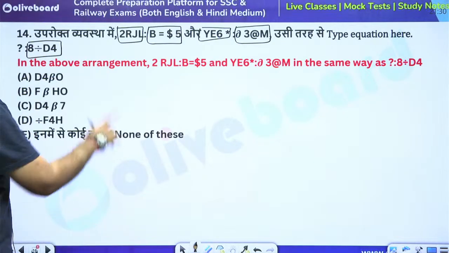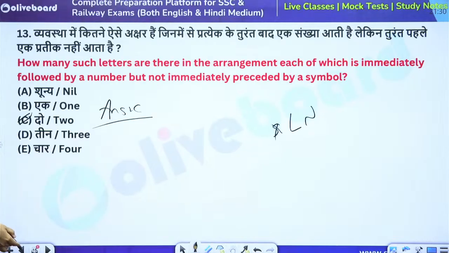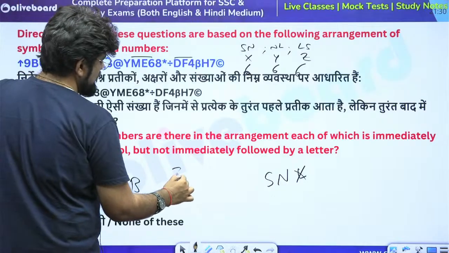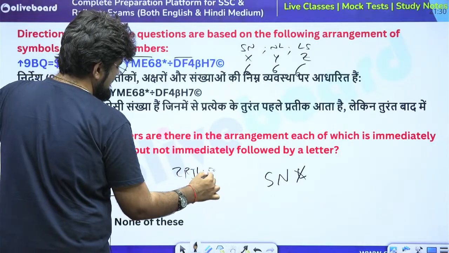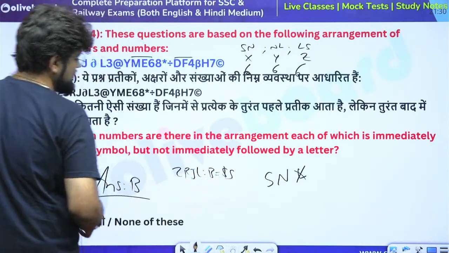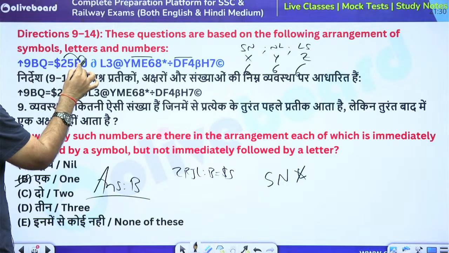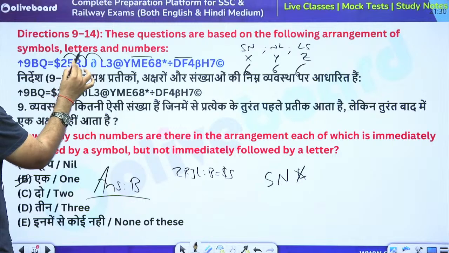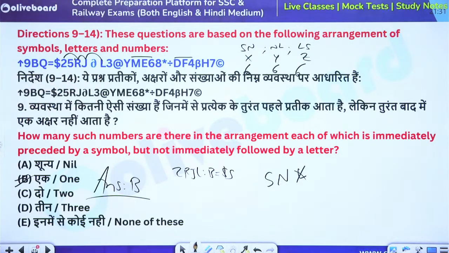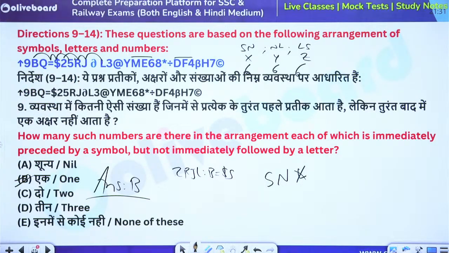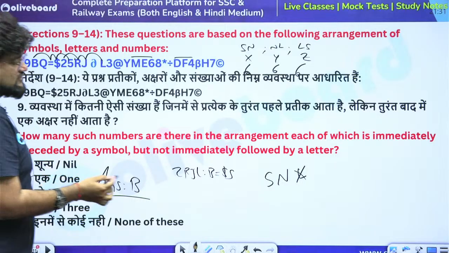Okay. So 2RJL B equal to $5. 2RJL P equal to $5. This is the relationship. Okay. If we see 2RJL, so gap of +1, 0, +1, or I would say +2, 1, +2. And similarly, we have B equal to $5. So what is happening here is basically just previous to 5 we have here.